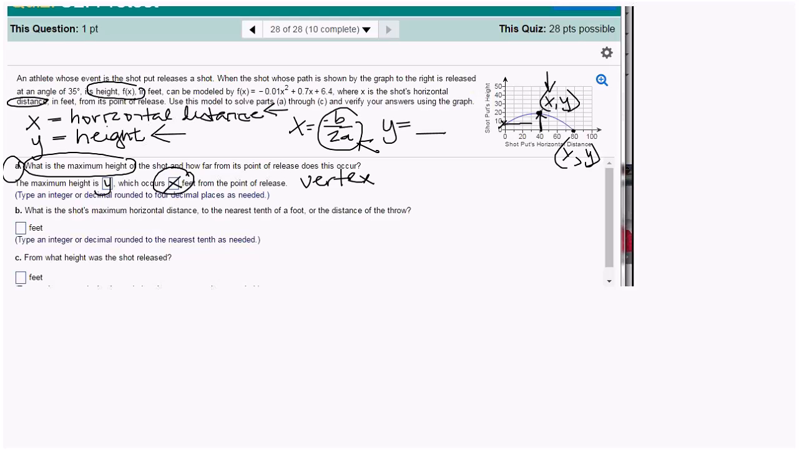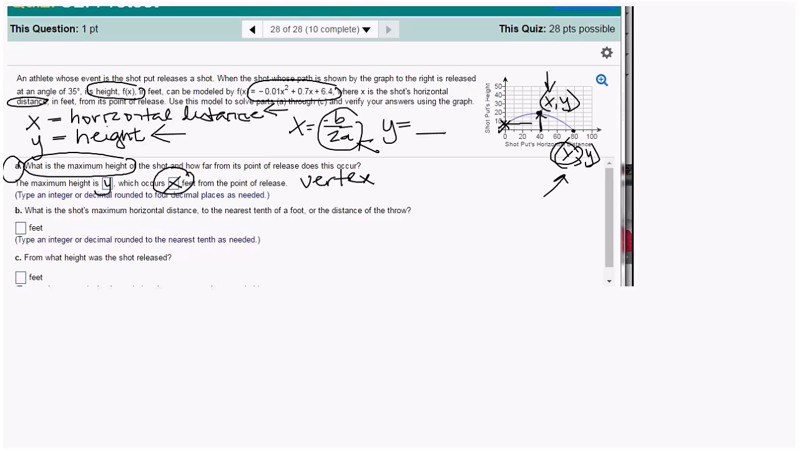So what you're going to want to do is put these numbers into the quadratic formula. You could factor, but you can see that we're dealing with decimals, and it's really hard to factor when you have decimals. So it's best to use the quadratic formula to find your x-intercepts, and the x-intercept where the x has the positive value, that's going to be the horizontal distance from the release point.